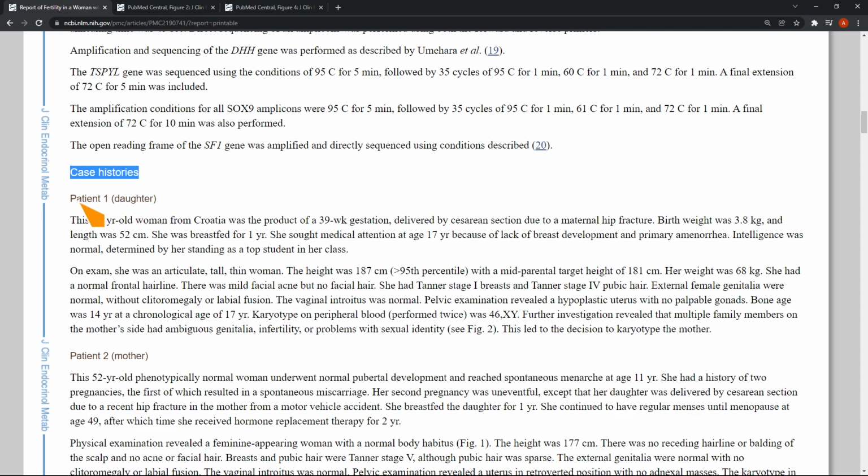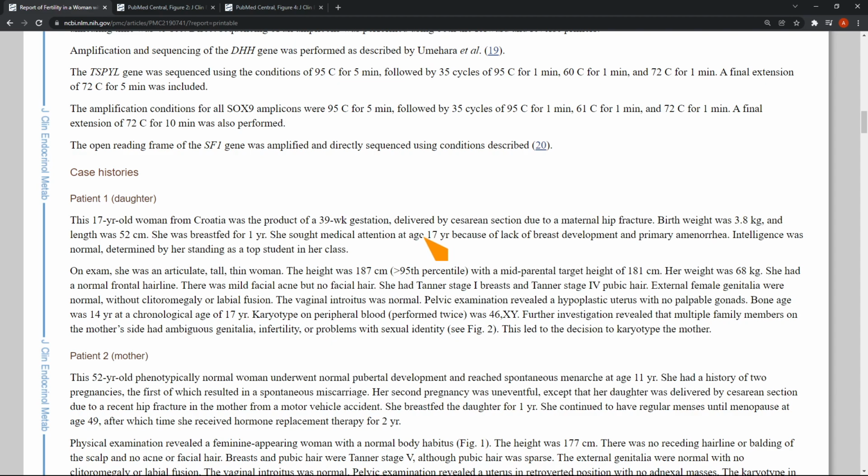This is where things get juicy. So patient 1. This is who came into the hospital first, and she presented from Croatia. Was the product of a 49... this is going way back. Sorry, 39-week gestation, delivered by cesarean section due to maternal hip fracture. So the mother, at some point in pregnancy or before, had broken her hip and couldn't deliver the baby vaginally. So there was a C-section. Totally normal. Birth weight 3.8 kilograms, 52 centimeters in length. Breastfed for a year. Sought medical attention.